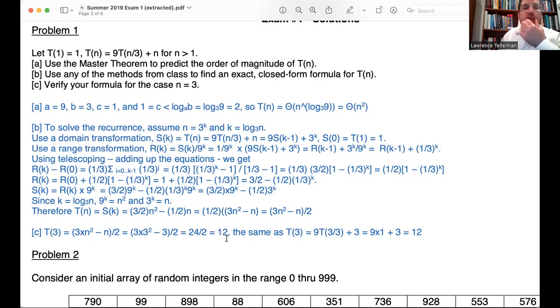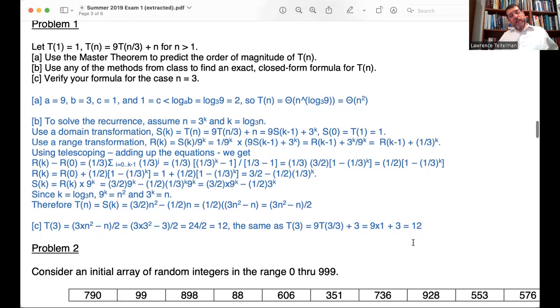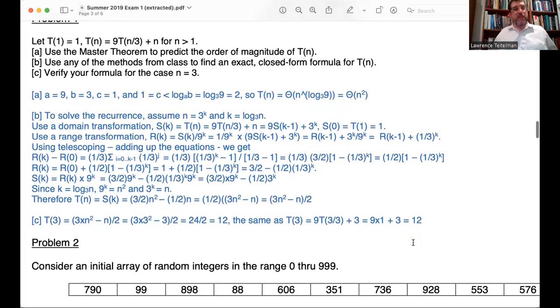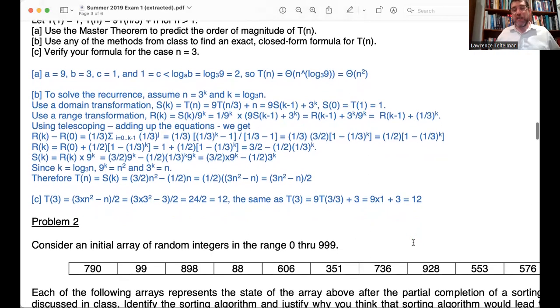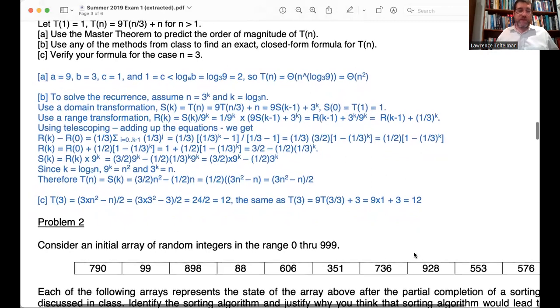And you compare that to what you got from the original formula. So in the original formula, I got t of 1 is 1, times 9 is 9, plus 3 is 12. So they should match. If they don't match, well, something went wrong. And say so. Say so.